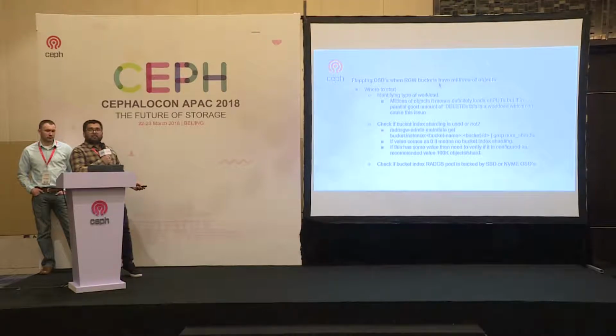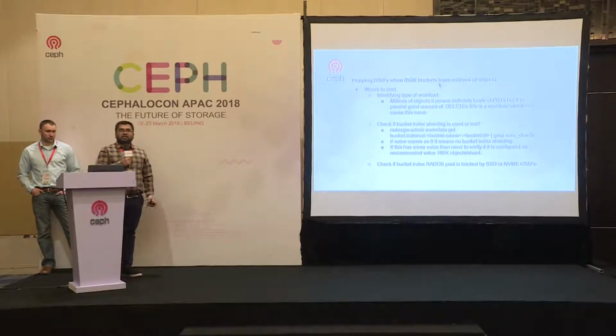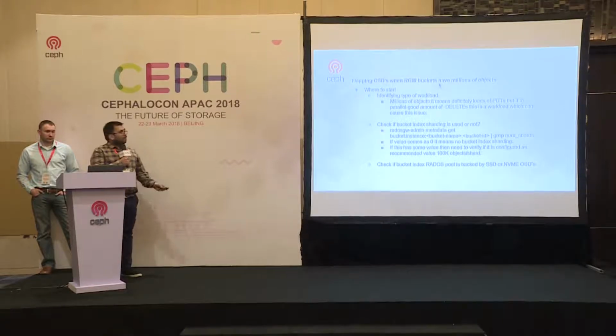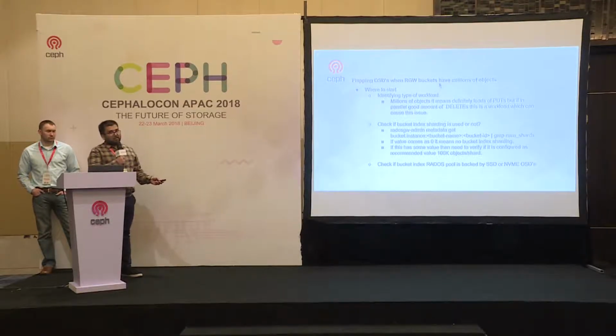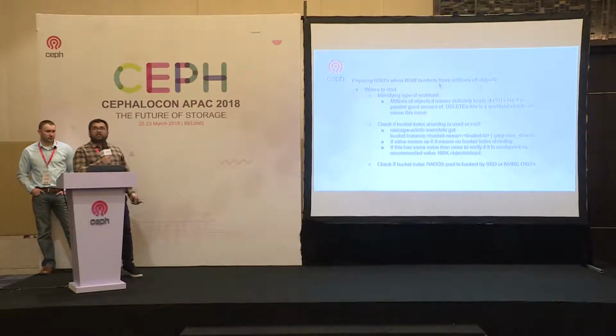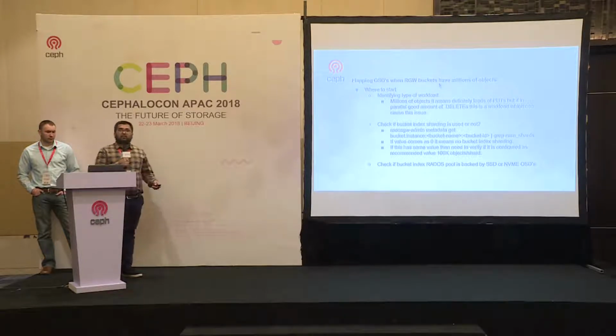Check whether bucket sharding is used or not. In RGW there is a concept of bucket sharding, which is nothing but sharding your index objects for each bucket, and to check whether your bucket is sharded or not, this is the command. If the value comes as 0, it means that your bucket is not sharded, and this is the default. And if it has some value in terms of a power of 2, like 16, 32, 64, 128, 256, you will see that it's a sharded bucket.